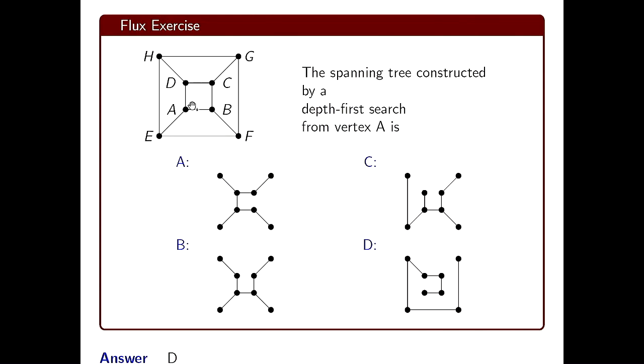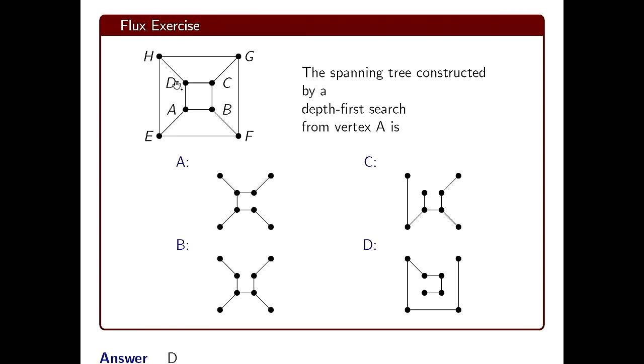So, I think the way this goes is your stack starts as A. You think, where can I go? B, D, or E. But we add B because it's the first in the alphabet. Now B is the top of our stack. Where can I go? Well, C or F, but C because it's first in the alphabet. So we're going along here and up here. Where can I go? D or G, but D because it's first in the alphabet.